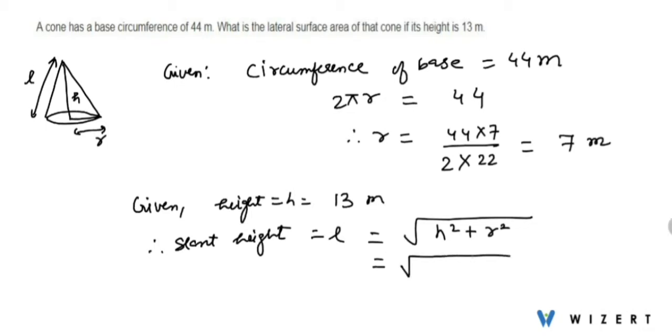So after substituting the value of h as 13 and radius as 7, we'll get the slant height as under root 218, which is equal to 14.764, and the unit is meter. Now we have to find the lateral surface area of cone. We know that the lateral surface area of cone is given by pi r L.